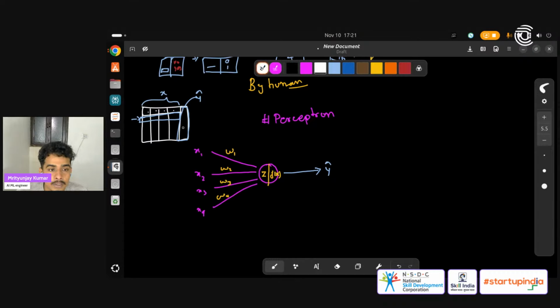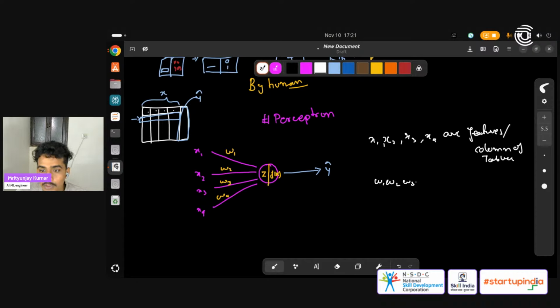I will write here: X1, X2, X3, X4 are the features. In simple, general words, columns of the table, for understanding purposes. In professional language, we always use features. And W1, W2, W3, W4 are weights. Also I missed out one thing: one bias for each and every perceptron. Every perceptron has its own bias term.